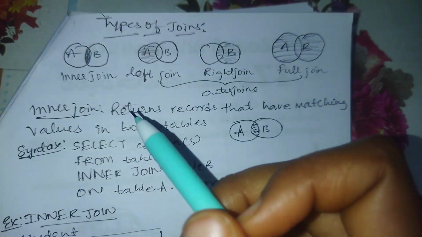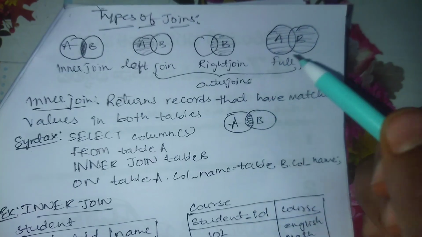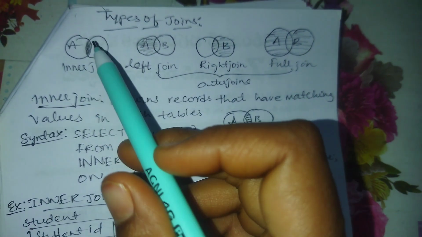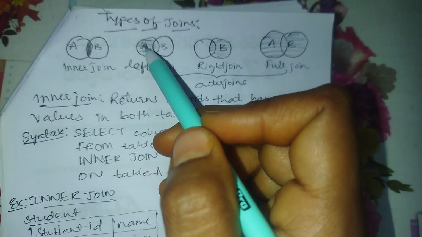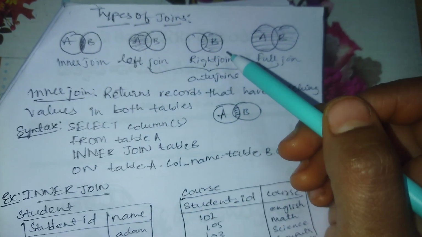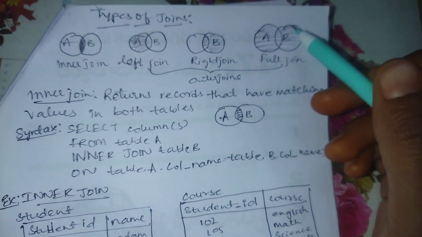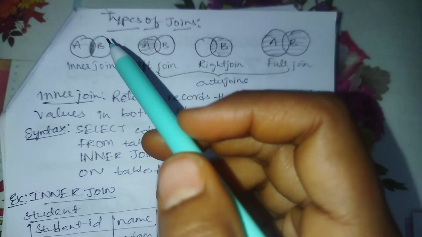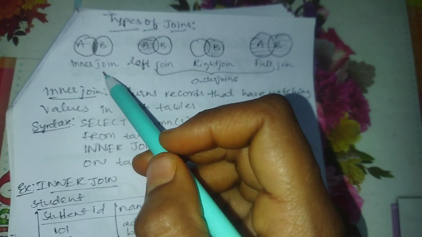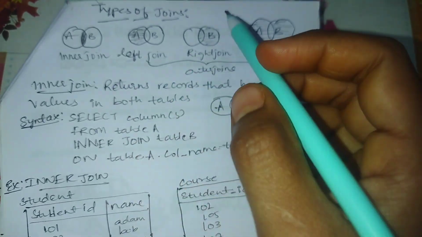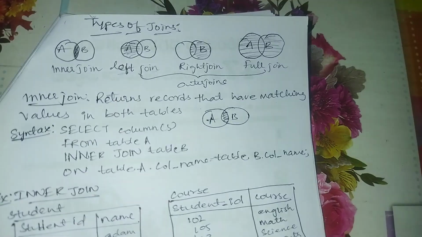Types of join: we have inner join, left join, right join, full join. Inner join is the intersection part, left join is the left part joining, right join is the right side part joining, and full join is adding the total of the two sets. A is a set, B is a set. The intersection inner part is known as inner join, the left side part is known as left join, the right side part is known as right join. Adding the full sets is known as full join.